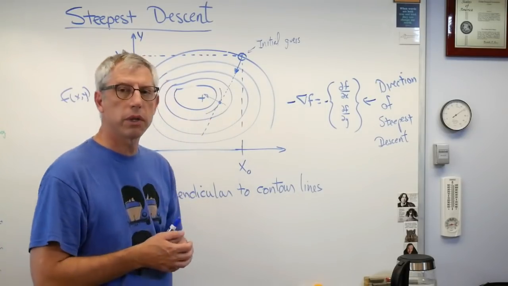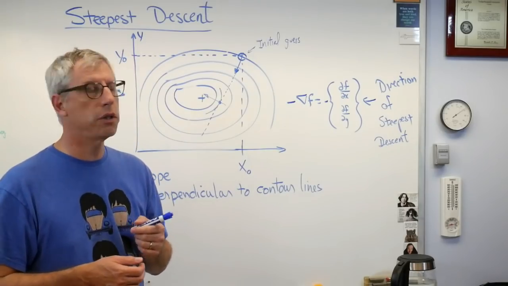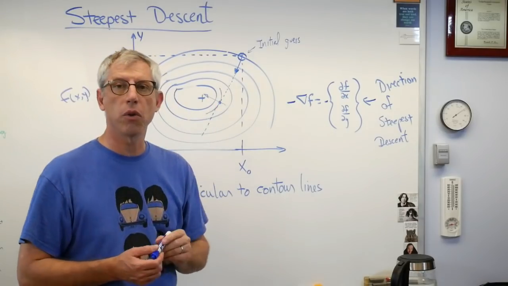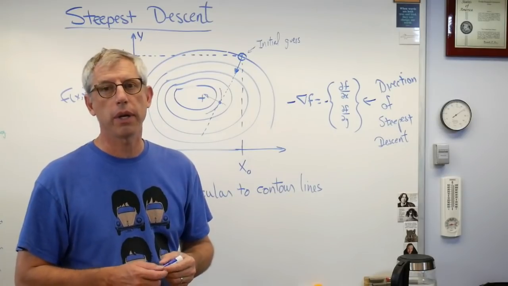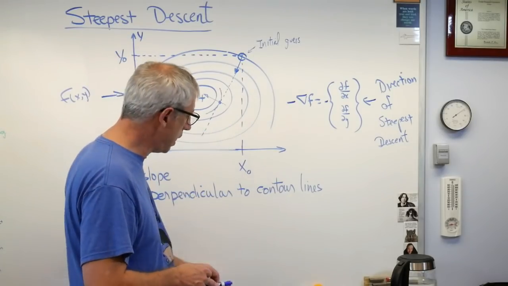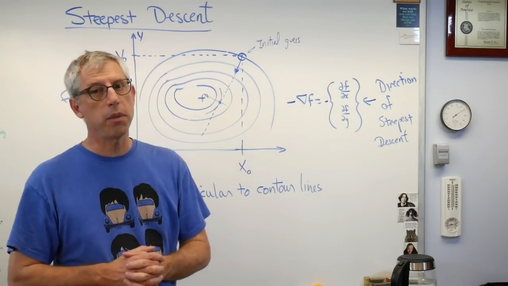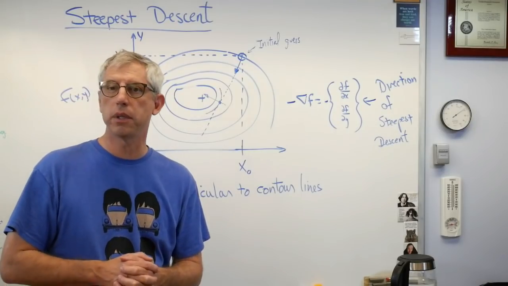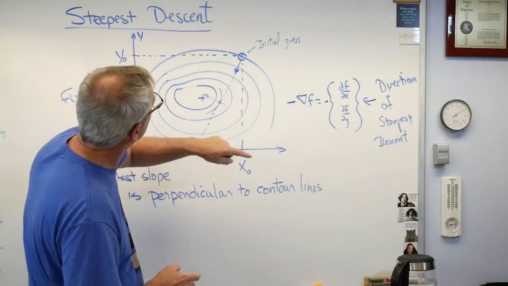This one, the characteristic signature is that every search direction is perpendicular to the one before it and the one after it. Okay, when you start seeing that, that's a pretty strong hint you might be looking at the result of a steepest descent method. So there's what it looks like.